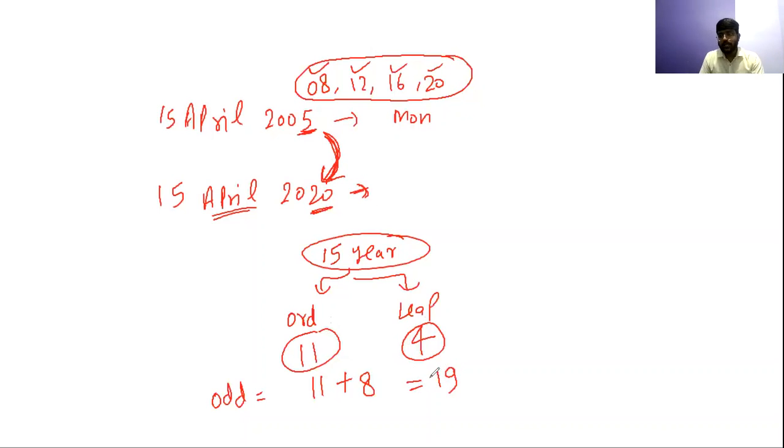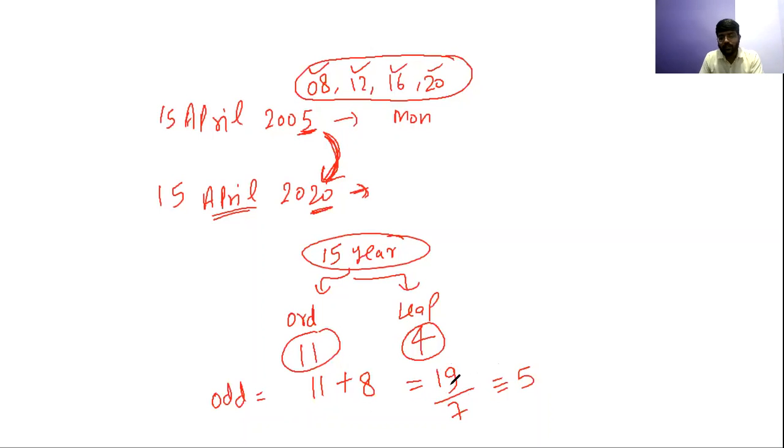But odd days cannot be 19. It cannot be greater than 6. So what you will do, you will divide it by 7. So how many odd days are you going to get? 5. Whenever you get more than 6 odd days, just divide by 7. Keep dividing by 7 until you get a remainder between 0 and 6. Odd days cannot be greater than 6, as I said in my previous lecture also.